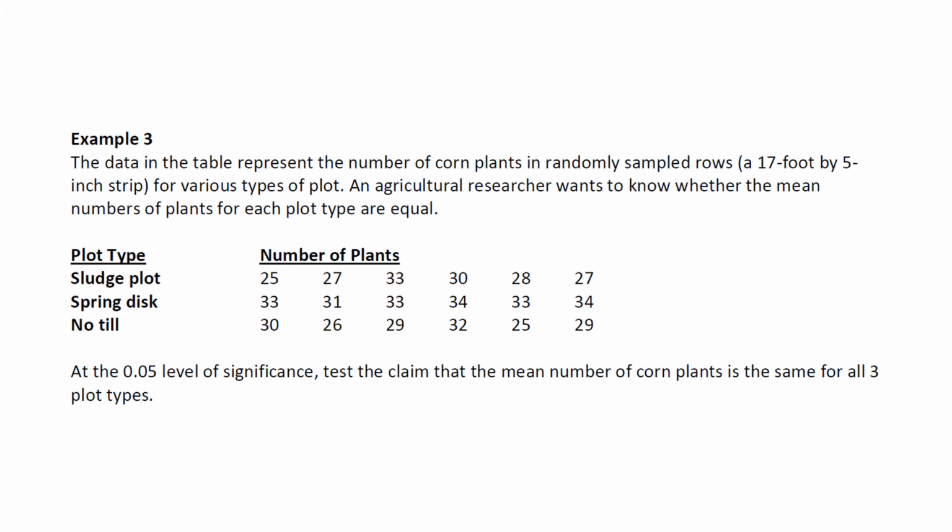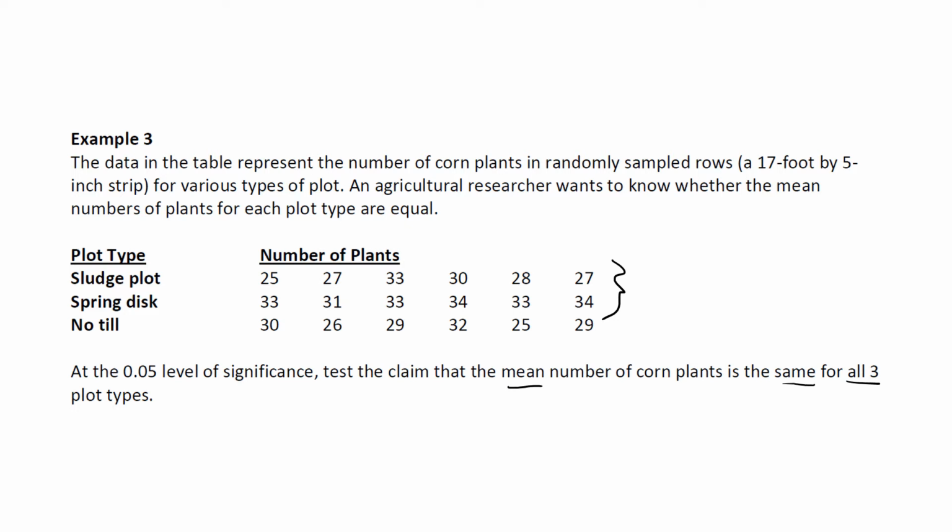The data in the table represent the number of corn plants in randomly sampled rows for various types of plot. An agricultural researcher wants to know whether the mean number of plants for each plot type are equal. So we have 6 rows for sludge plot, 6 for spring disc, and 6 for no-till. At the 0.05 level of significance, test the claim that the mean number of corn plants is the same for all 3 plot types. So we're talking about 3 means being equal or the same, and we have 3 sets of numerical data, independent samples.